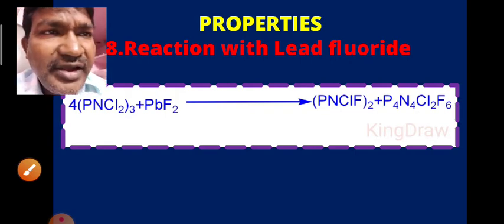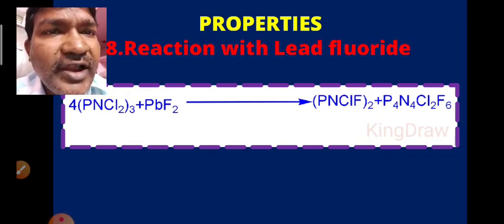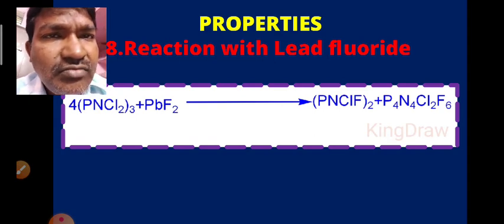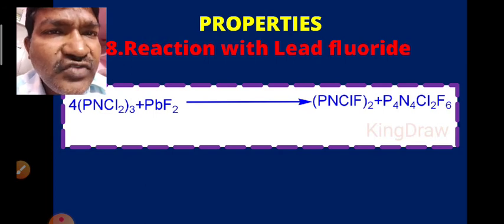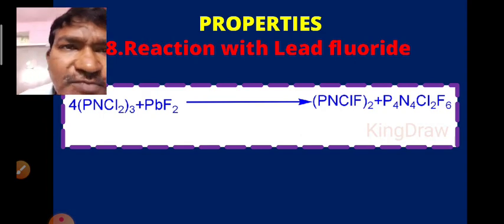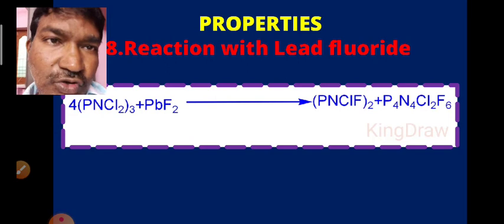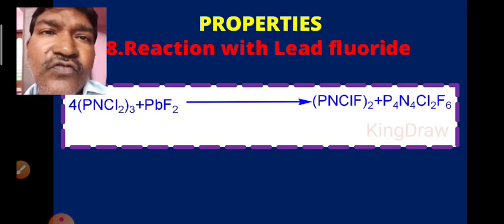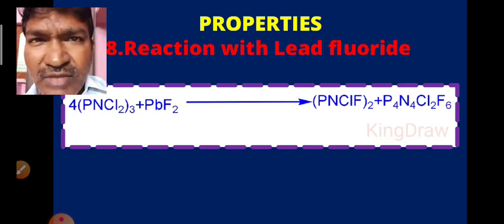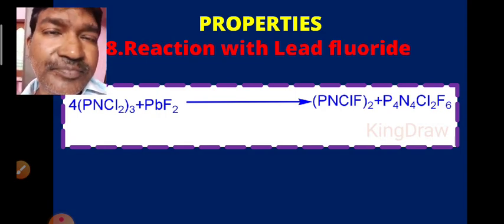Next, reaction with lead fluoride. When phosphazenes are treated with lead fluoride, some or all chloride ions will be replaced with fluoride ions. Here, phosphonitrilic fluorides cannot be prepared directly. So by using heavy metal fluorides, we can prepare the phosphonitrilic fluorides.